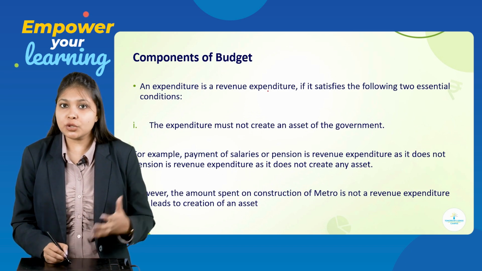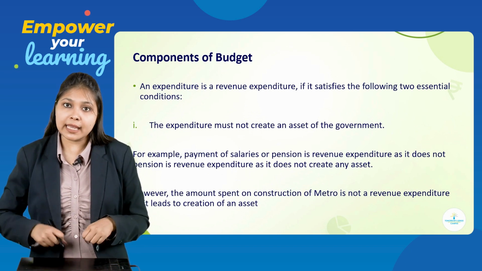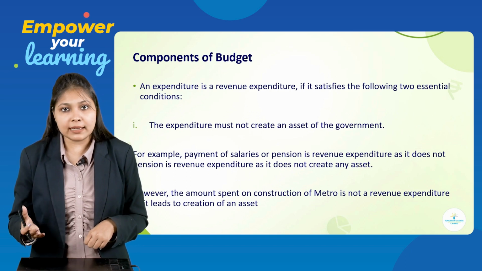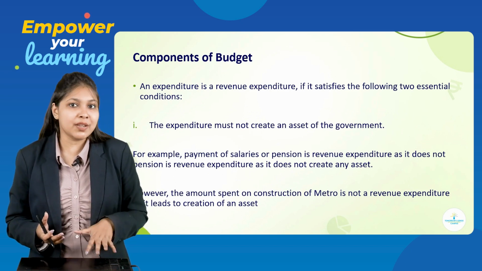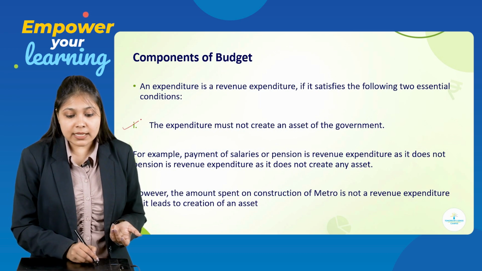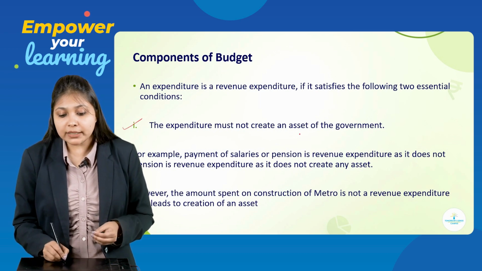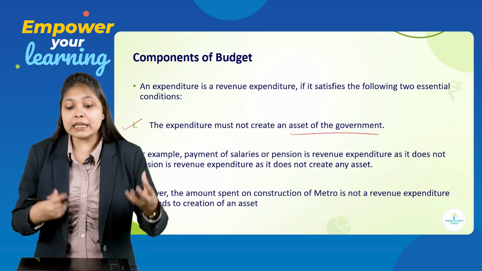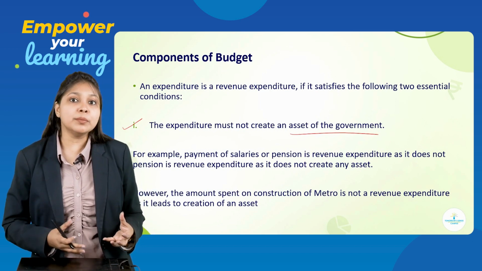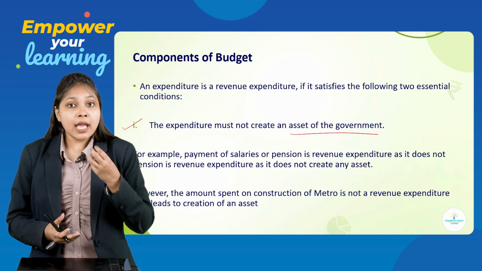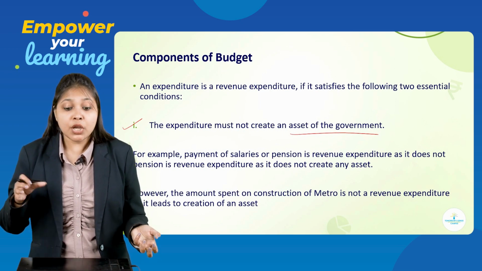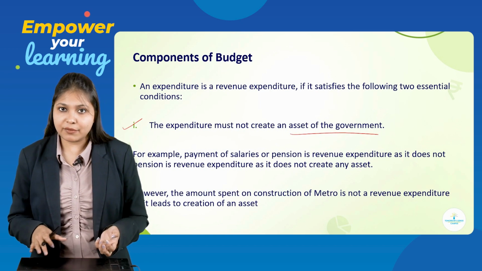Now, for an expenditure to be called a revenue expenditure, we have two essential conditions. On the basis of these, you can identify whether the expense is a revenue expense or not. First, the expenditure must not create an asset for the government. Any expense which creates an asset for the government will not be called a revenue expenditure.